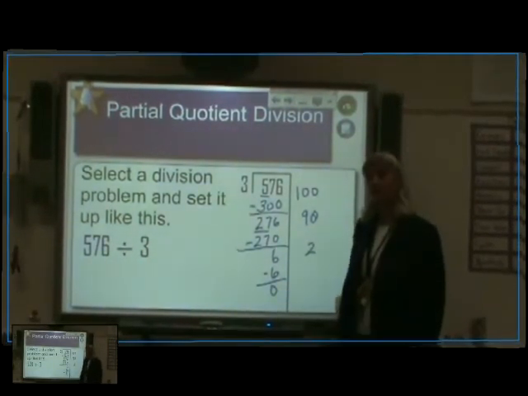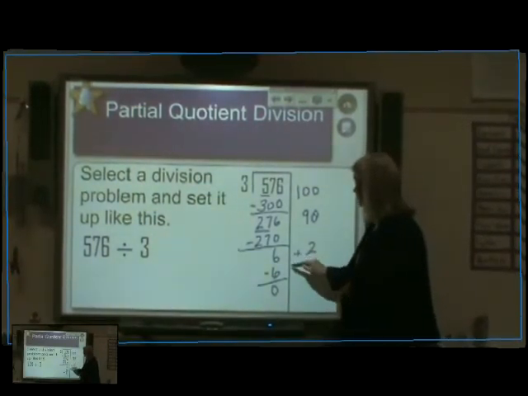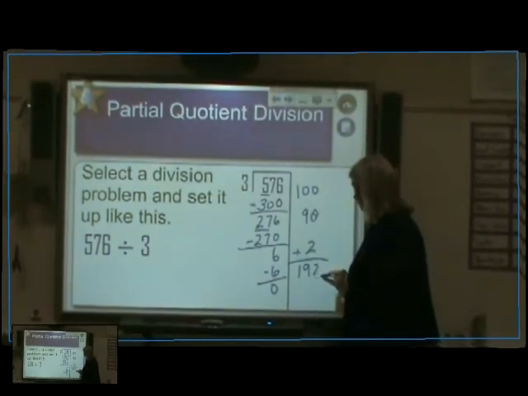Now what I have to do to find out what my answer is, I have to add my partial quotients. So I'm going to add 190 and 2, and that gives me 192.